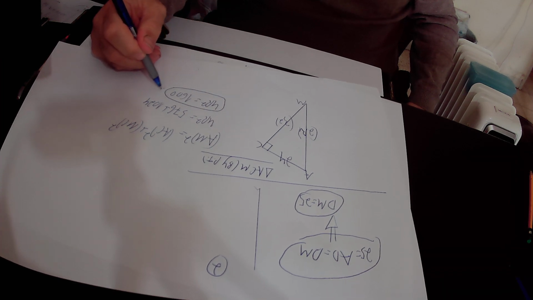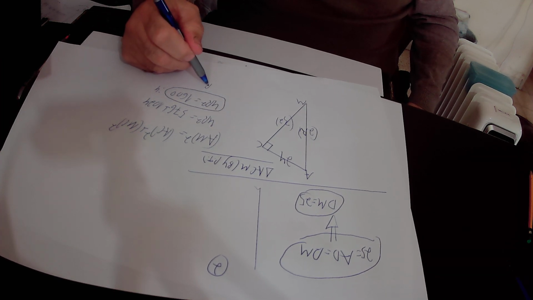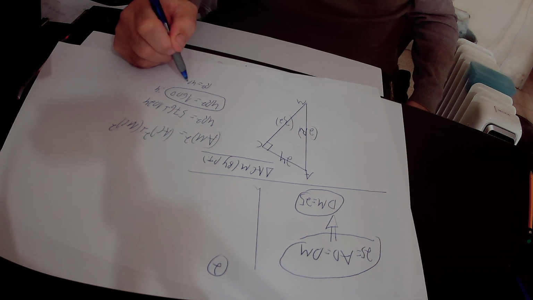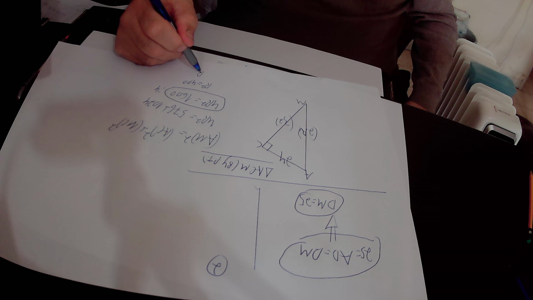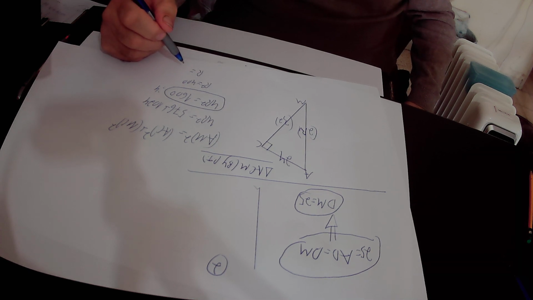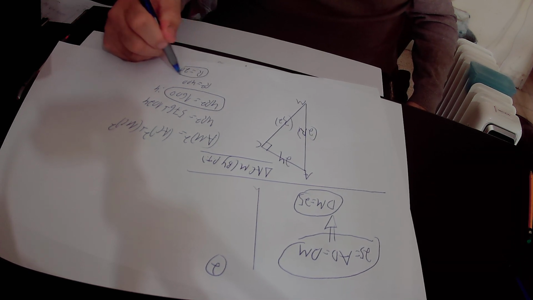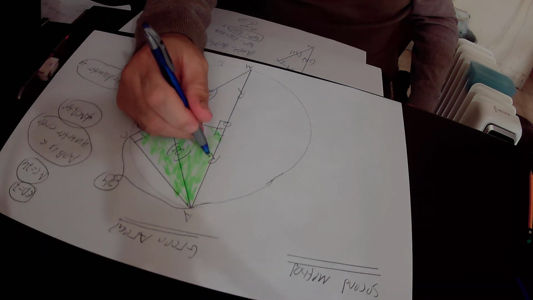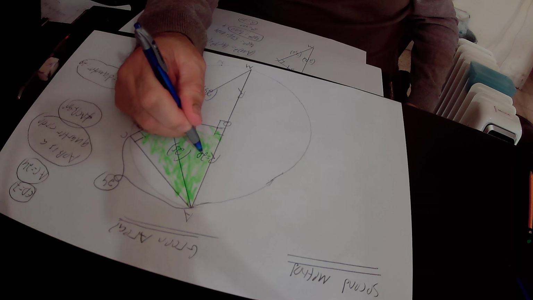So 4r squared equals 1600. We divide this equation by 4 and we get that r squared equals 1600 over 4, which is 400. We take the root of this equation and we get that r equals the square root of 400, that is 20. The radius of this circle, r, equals 20 units.